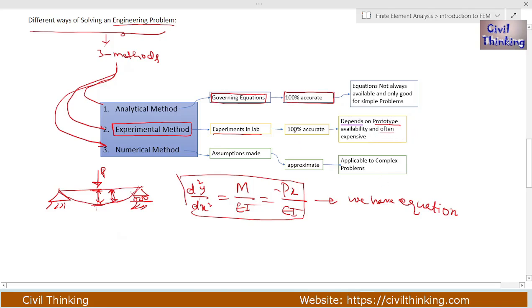Okay, they are also 100% accurate almost. Why? Because we practically do the experiment in the lab. Okay, then there is the numerical method. Okay, and the finite element method lies here.